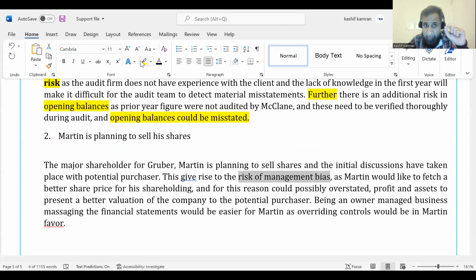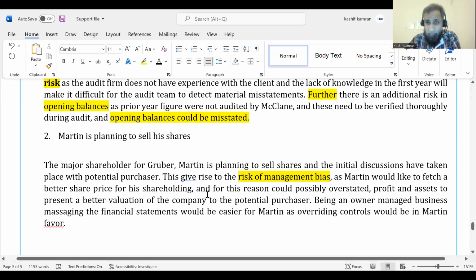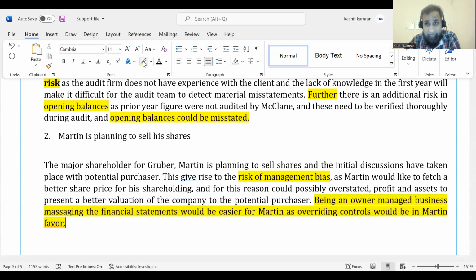So there is a risk of management bias, as Martin would like to fetch a better share price for his shareholding, and for this reason could possibly overstate profits and assets to present a better valuation of the company to the potential purchaser. Being an owner-managed business, massaging the financial statements would be easier for Martin, as overriding controls would be in Martin's favor. So being an owner-managed company, massaging the figures would be easier because overriding the controls would be far easier for Martin because Martin is the owner, right?